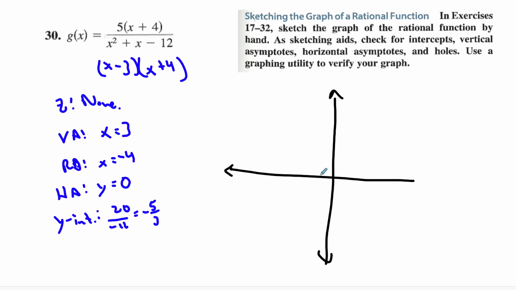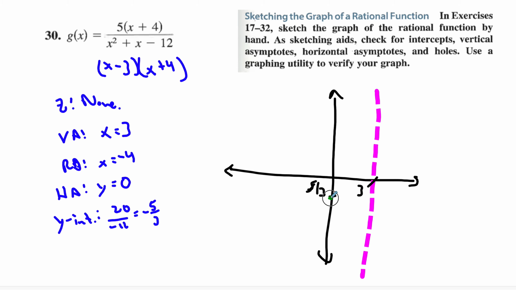So what happens? We have a vertical asymptote at 3, so let's just call that 3, right? It's 3 right there. We have a removable discontinuity at -4. Hold on that. We have no zeros, unfortunate. Horizontal asymptote, it's approaching 0 on each side. And a y-intercept of -5/3. Bummer. So -5/3, that's like right there, right? And we know that that's a point on the graph.